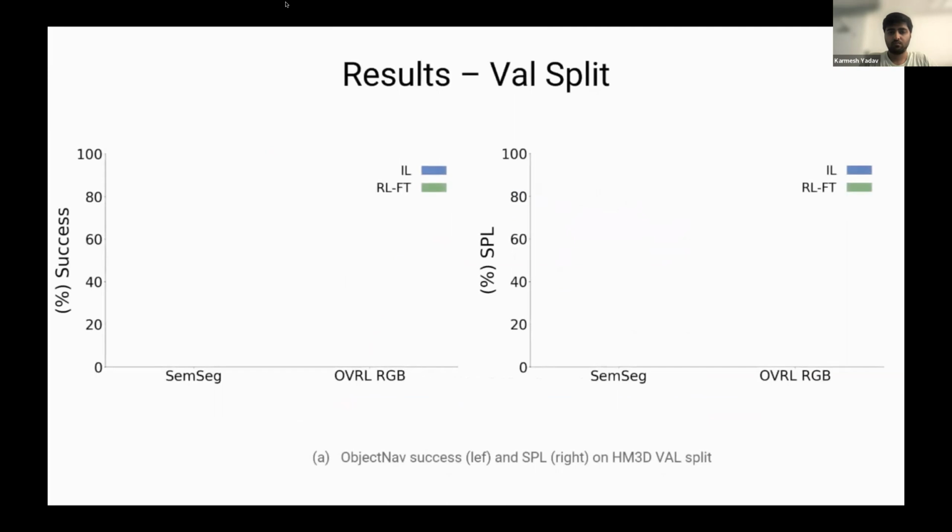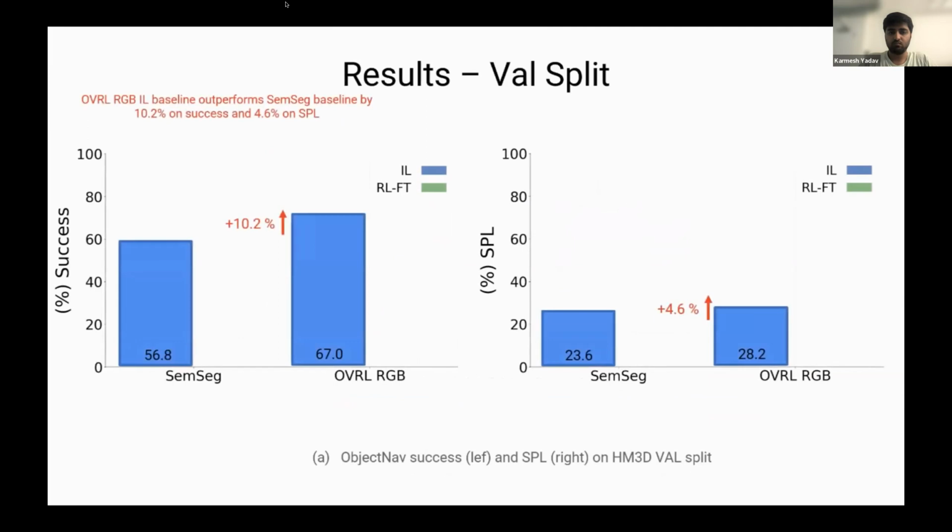Compare OVRL RGB to a prior work which uses an explicit semantic predictor. We find that using an RGB-only baseline with a pre-trained visual encoder outperforms an approach that uses a semantic predictor by 10.2% on success and 4.6% on SPL.